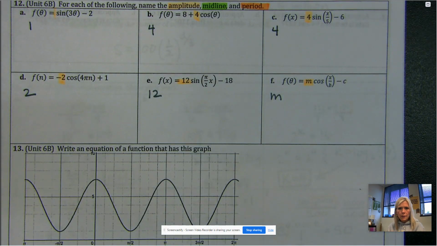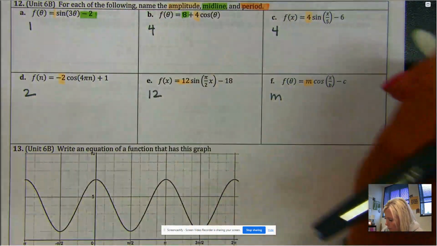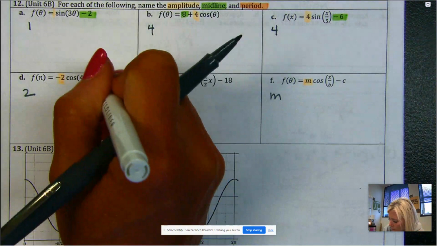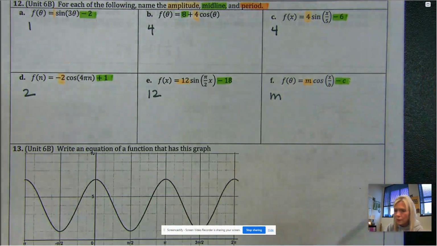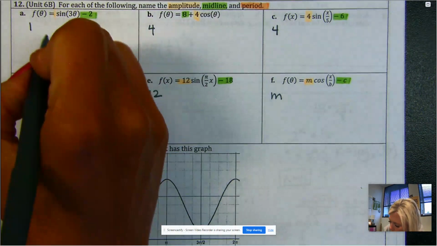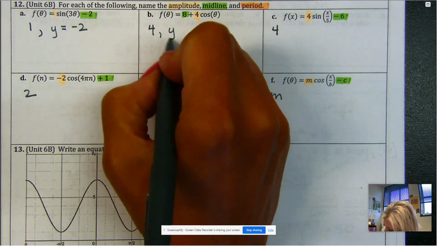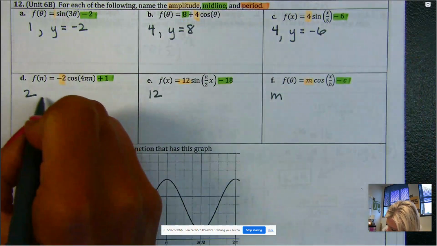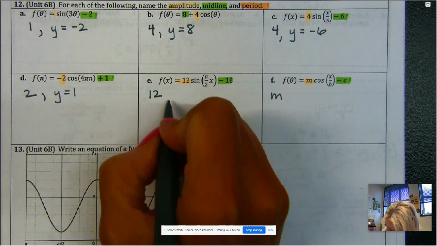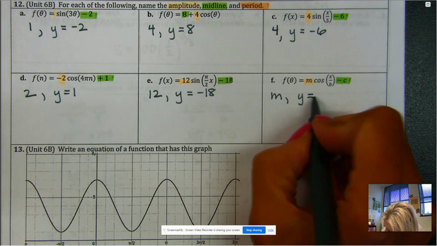Next is midline. The midline is like the shift up or down. So this has a midline at y equals negative 2. This one, y equals 8, y equals negative 6, y equals 1, y equals negative 18, and y equals negative c. I'm going to write those down. Y equals negative 2, y equals 8, y equals negative 6, y equals 1, y equals negative 18, and y equals negative c.